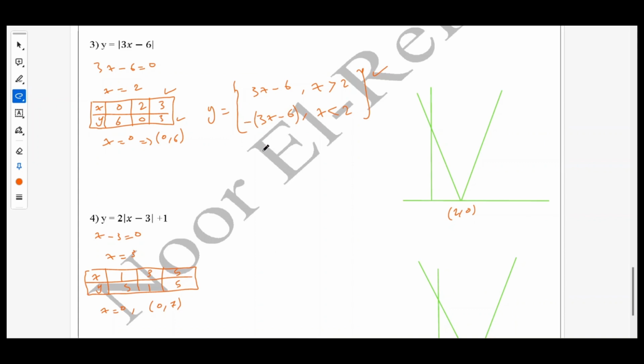Let's get another example. For example, x equals 1. 3 by 1, 3. 3 minus 6, negative 3. Negative 3 by negative, it gives me 3. It will be here. So it became correct. And then I have to write the equivalency sign.